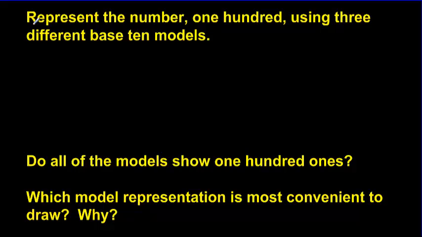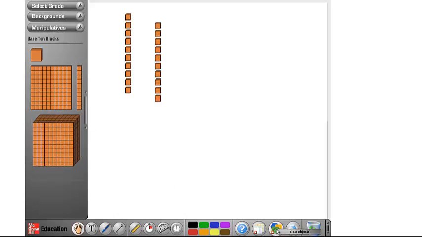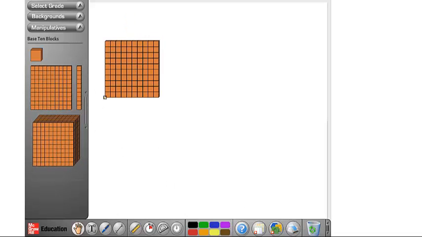Okay, here's another example. Represent the number 100. Okay, so here's 100. Using 3 different base 10 models. So let's see here. The number 100. Well, here's one way of representing 100. Here's the first way. And that's by doing this. That's just by taking this and putting it on.